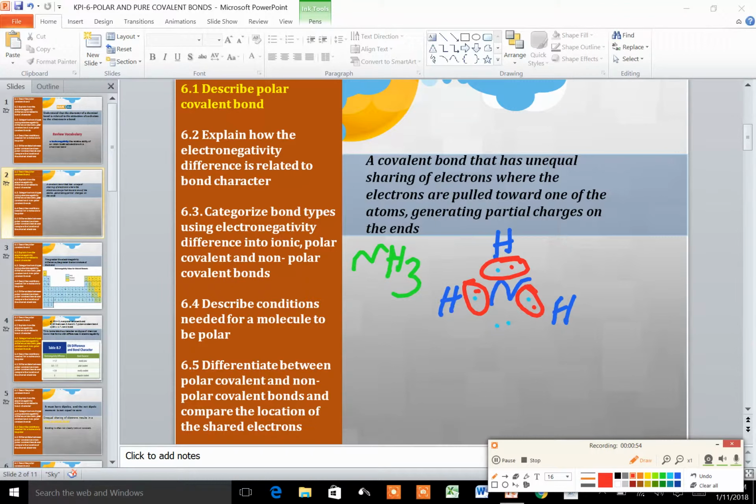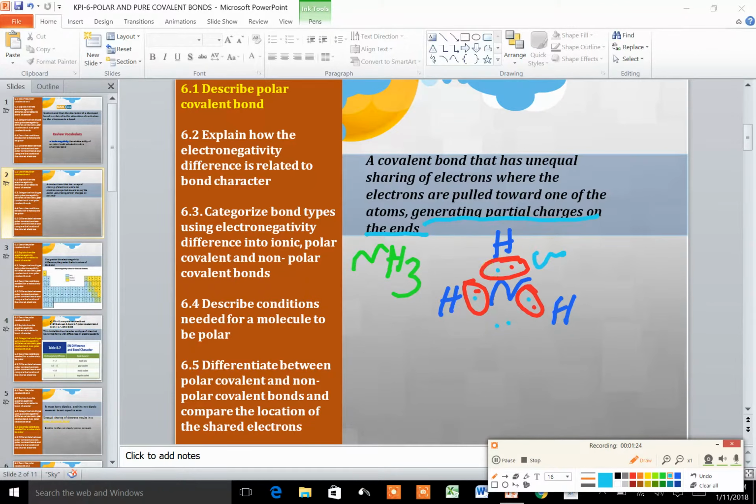Nitrogen has a higher electronegativity than each hydrogen. You will learn from the values of electronegativity that you will be looking at in the next slide. As nitrogen has a higher electronegativity, this means that it's going to attract those 6 electrons more to itself, generating a partial charge on the ends. So nitrogen will have a partial negative charge.